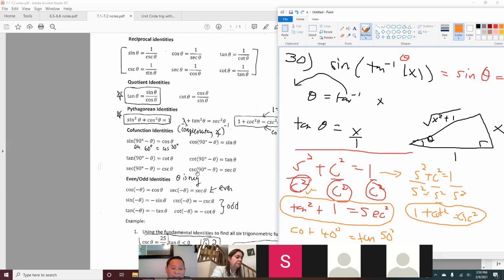The last one is the even and odd identity. What is even and odd identity is negative. Your theta is negative, that means your angle is a negative angle. So if you have a cosine or secant with a negative angle, that negative angle disappears. So you get cosine theta and secant theta. This is what we call an even function. But for sine, tangent, cosecant, cotangent, if you have a negative angle in there, you can pull it out. So sine negative theta is the same thing as negative sine theta. Same thing for tangent negative theta, cosecant and cotangent negative theta. This is what we call an odd function.